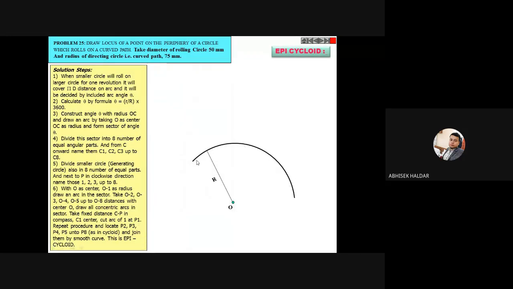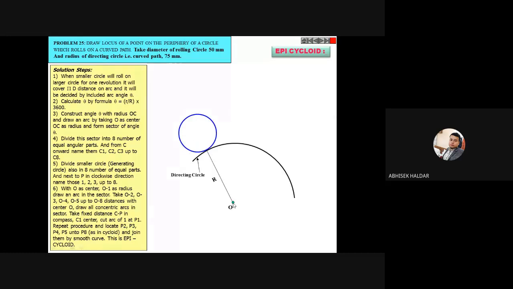No need to draw the full circle because I'm not interested in the full circle. The rolling circle will be placed over here, and for one full revolution only we will track that. So just draw some part, like this. How much, I will tell you just after some time. This is my directing circle. Next I will draw the rolling circle. How to place this rolling circle? Anywhere you can place it.